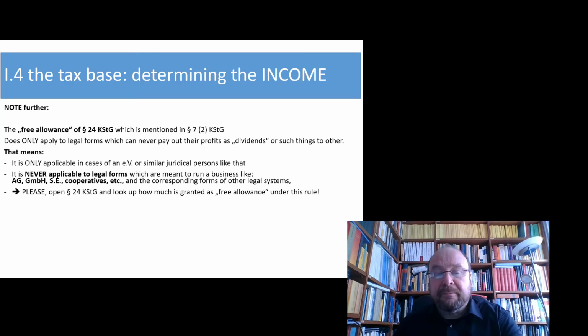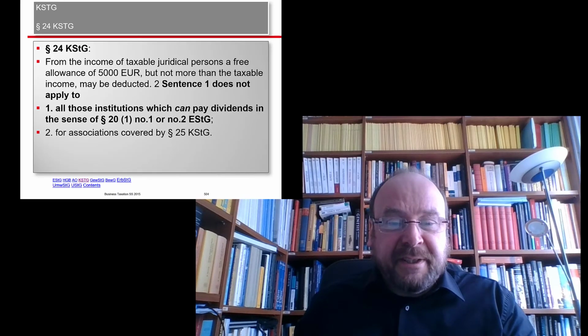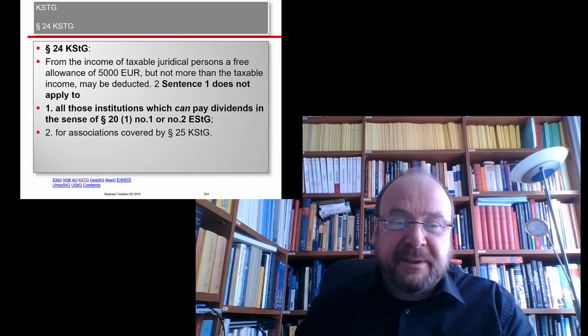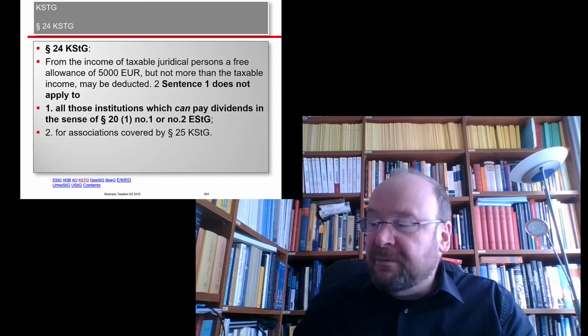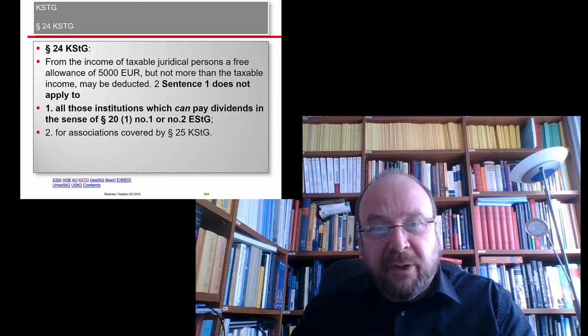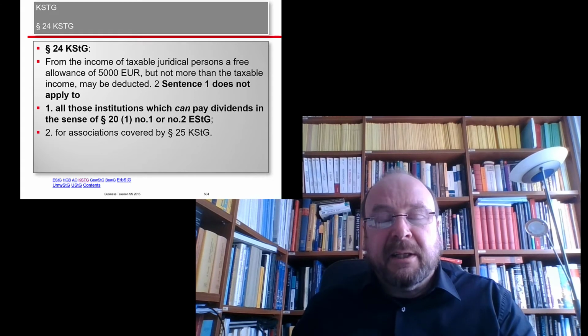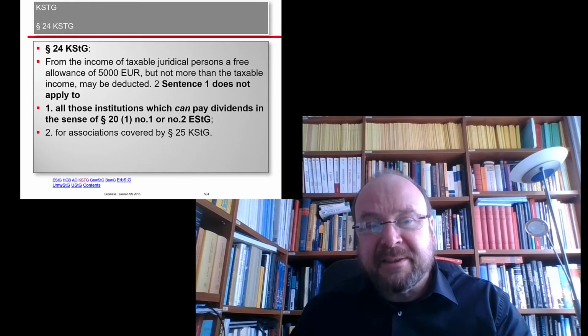So we have already looked at that. Paragraph 24, 5,000 euro were granted as a free allowance under that rule. Here you see it again, 5,000 only. And the reason why these 5,000 are granted for institutions like an EV or so are, by the way, just because an EV or similar legal forms are not founded to make profit. And if they make a profit, that probably happens by coincidence or by chance.